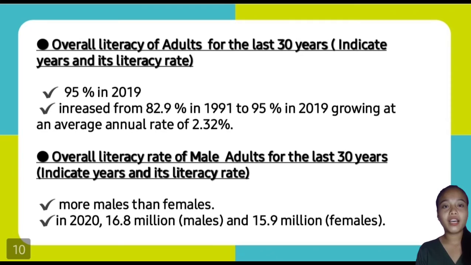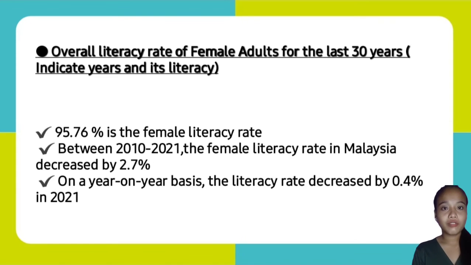Overall literacy rate of male adults for the last 30 years. More males than females. In 2020, 16.8 million males and 15.9 million females. Overall literacy rate for female adults for the last 30 years. In 2021, 95.76% is the female literacy rate. Between 2010 and 2021, the female literacy rate in Malaysia decreased by 2.7%. On a year basis, the literacy rate decreased by 0.4% in 2021.